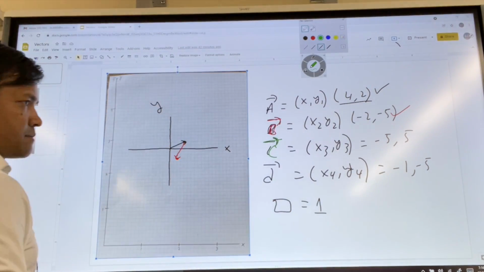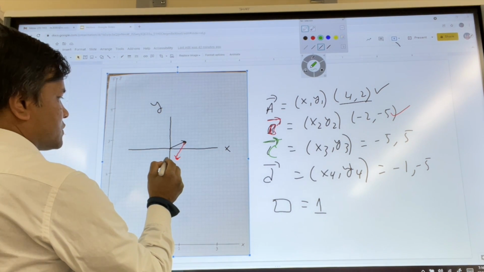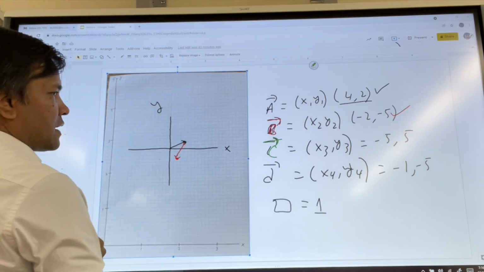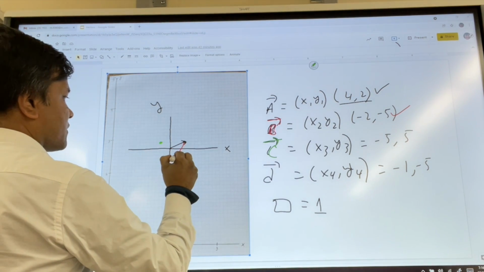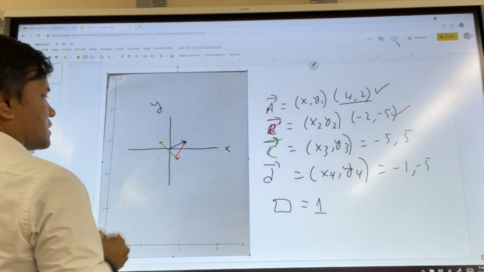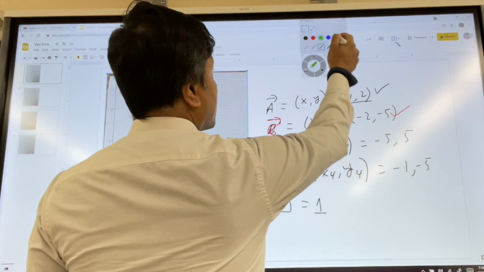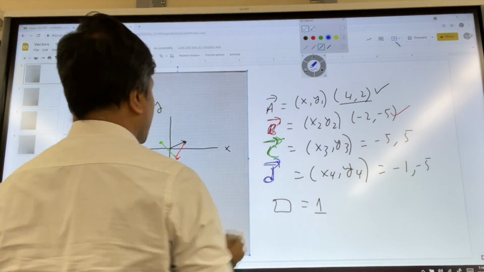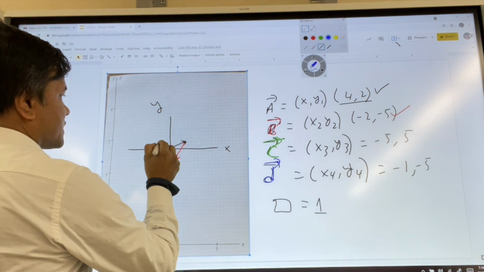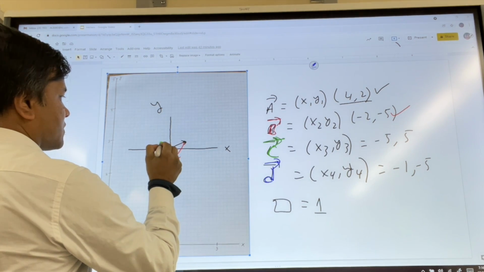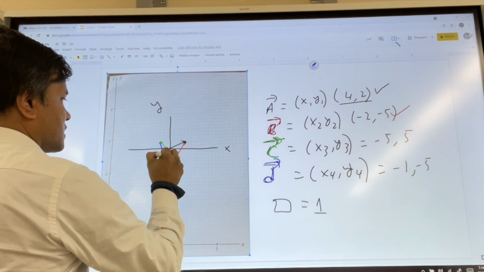The next one would be c, negative 5 comma 5. So negative 5, 1 2 3 4 5, negative 5 comma 5, 1 2 3 4 5. So this is negative 5 comma 5. Okay, good. All right, so this is the c vector, and then the d vector. Okay, d vector is negative 1 comma negative 5. So negative 1 is negative 1 and 1 2 3 4 5. So this is negative 1 comma negative 5.